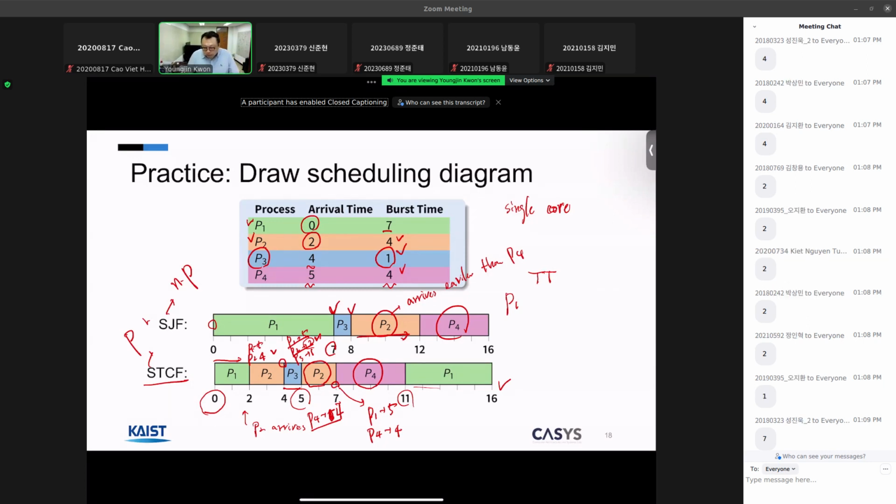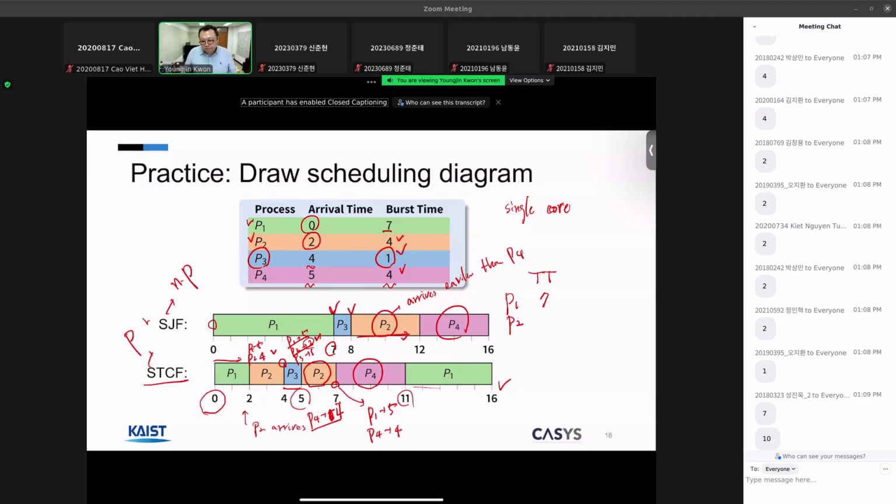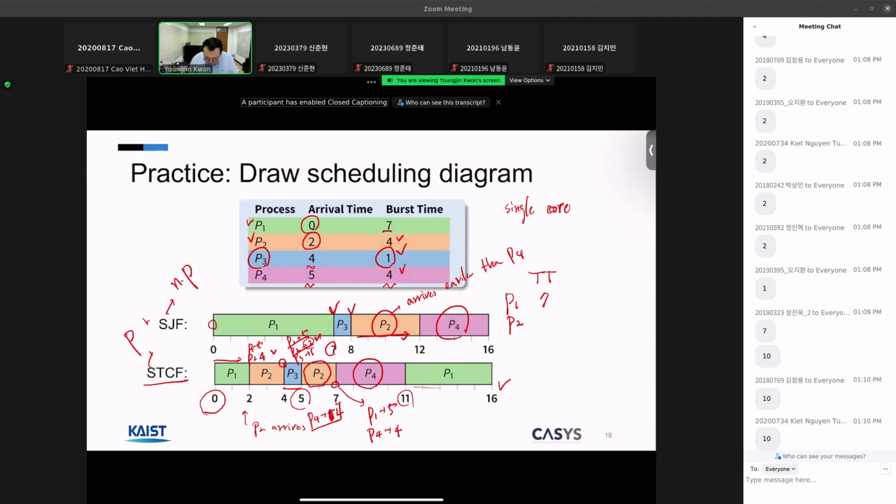P1 turnaround time, 7. Okay. P2 turnaround time. P2 finished at 12, but it arrived at 2. So 12 minus 2, 10. Okay.